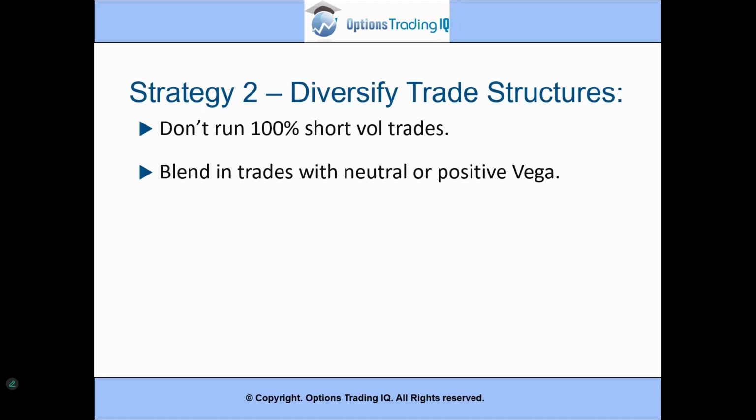If we add in a few calendar spreads, some long straddles and strangles, we're neutralizing or hedging some of our Vega risk. The key is to aim for balance. You don't necessarily have to aim for zero Vega. You just want to have a bit of a balance over your portfolio as a whole.